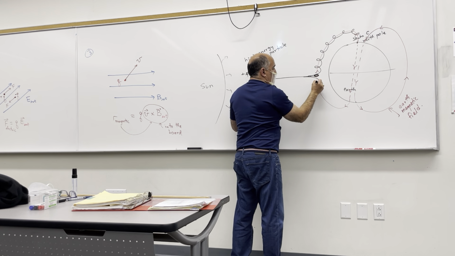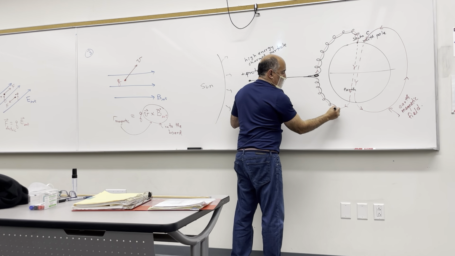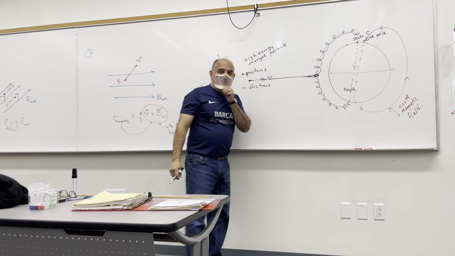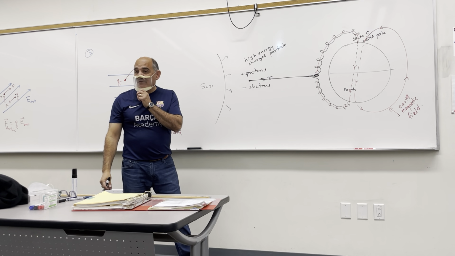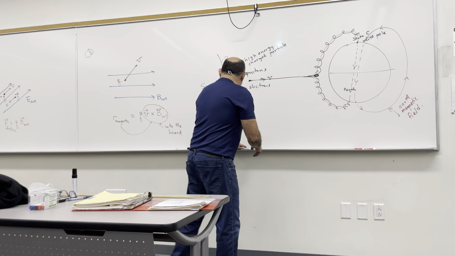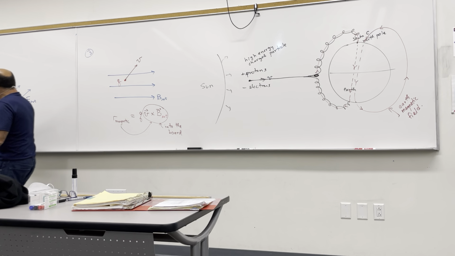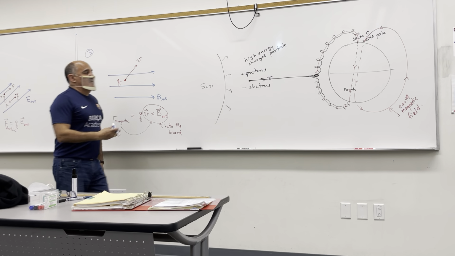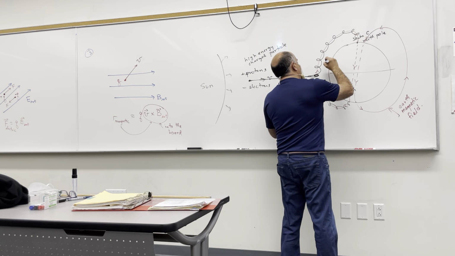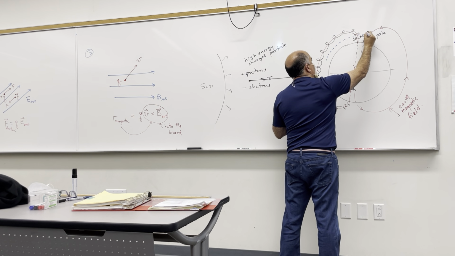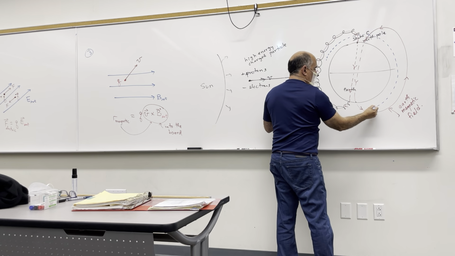Or, depending on how they're coming in, they might spiral along the magnetic field lines of the Earth. And the Earth also has what? An atmosphere, right? Not to scale over here. So this is the Earth's atmosphere.